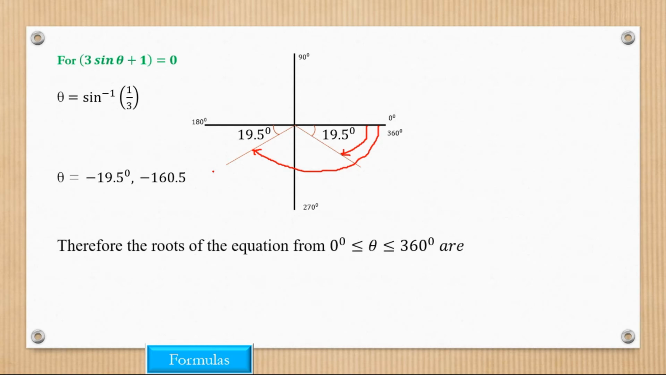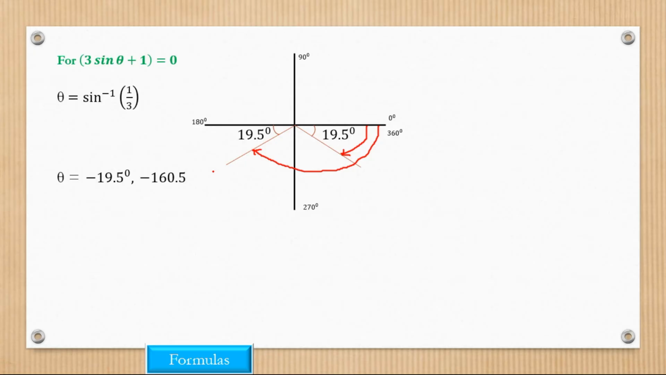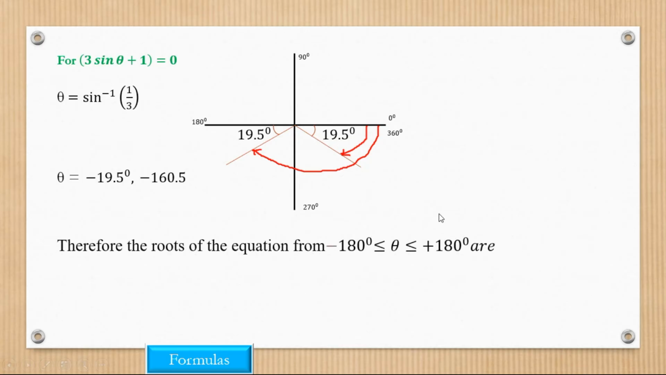So therefore, for our conclusion, the roots of the equation from negative 180 to positive 180 are, starting from the smallest value, negative 180, then negative 160.5, then negative 19.5, 0 and 180. Those are the different answers that we get here. I hope this makes sense. So this is the example where we have clockwise rotations involved.